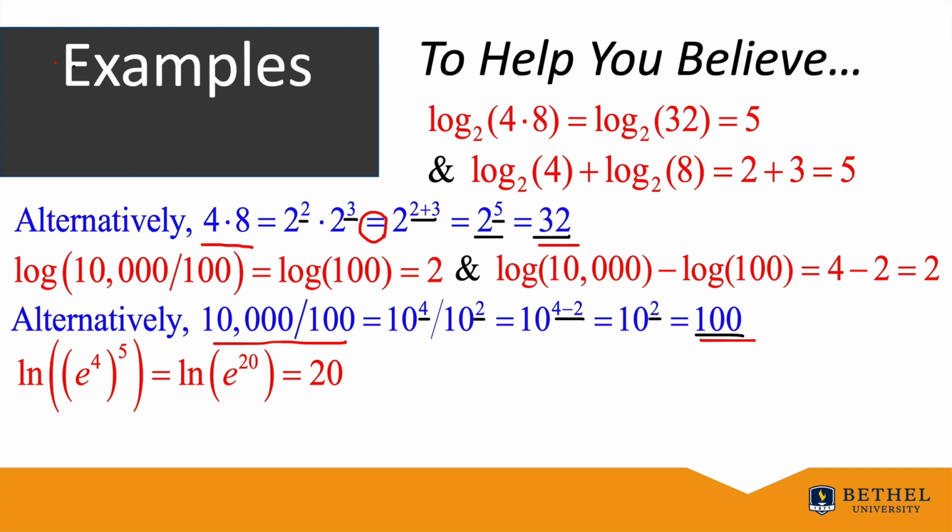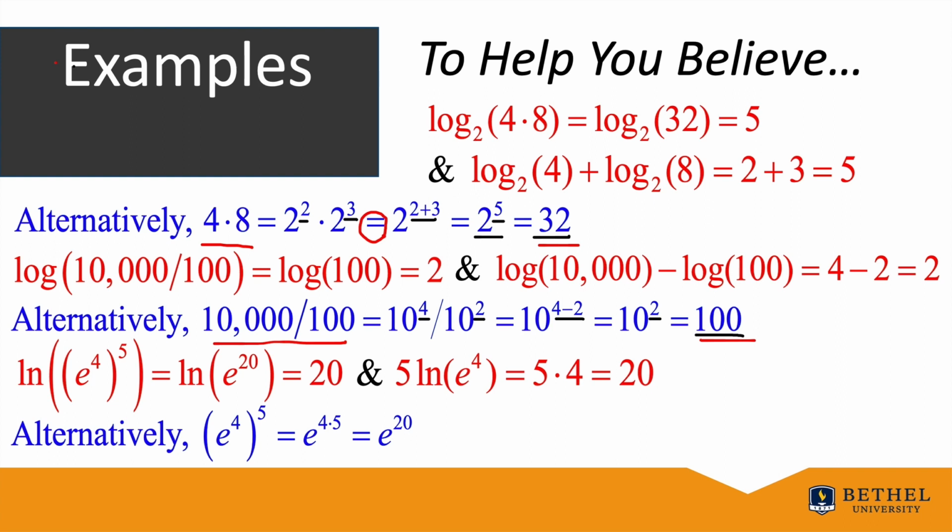And natural log of e to the 20 is 20 because e to the 20 is e to the 20. 5 times natural log of e to the 4th is ultimately the same thing, 20, because it equals 5 times 4. Natural log of e to the 4th is 4 because e to the 4th equals itself. That really is the reason.